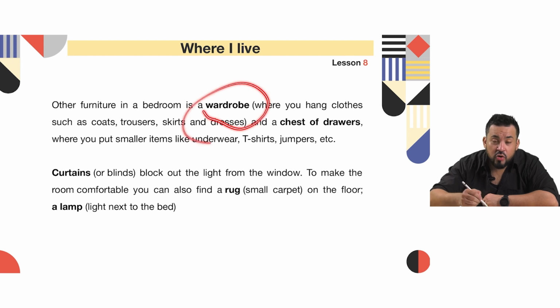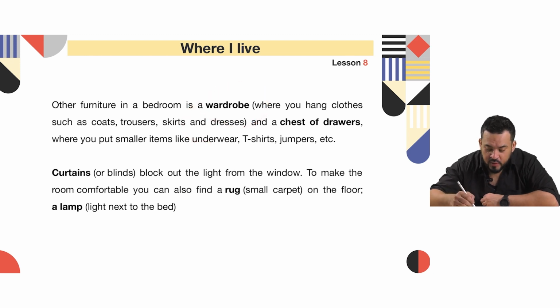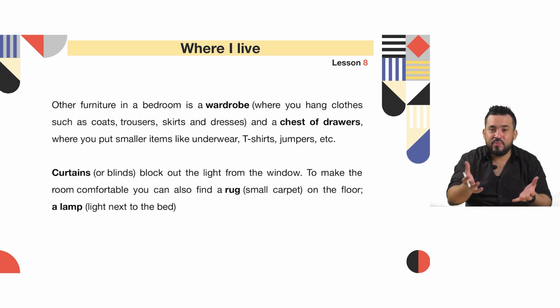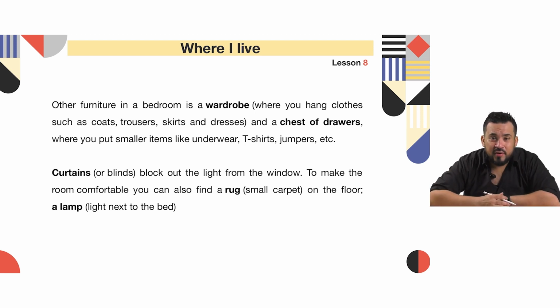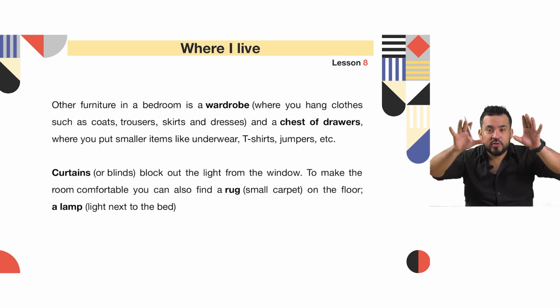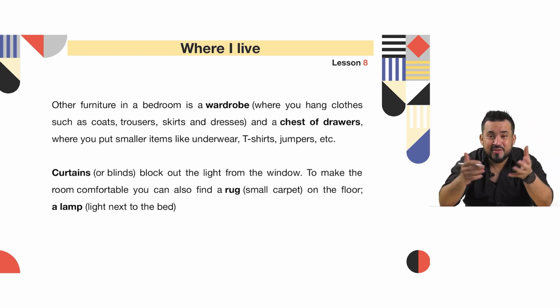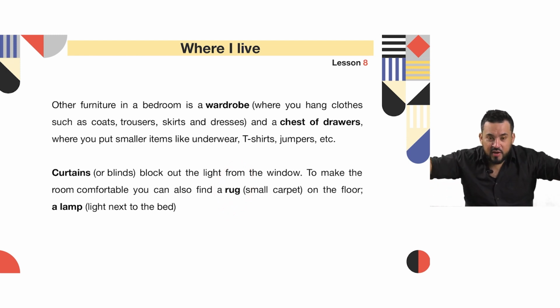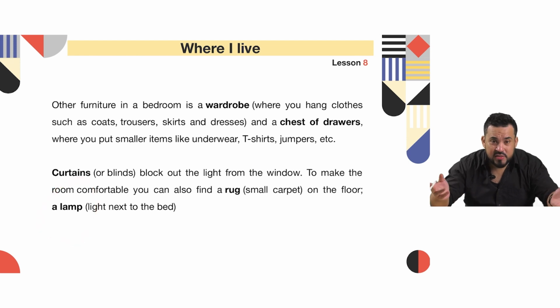All right, what is a wardrobe? That is where you store your clothes or hang them. Chest of drawers, this is like a cabinet with a lot of drawers. That's where you keep your underwear, your socks, and other items, knickknacks. Curtains. Curtains are to cover the windows. Some people use curtains for privacy. Some people want to be protected from the sun. A rug is a small carpet that you put on the floor. A lamp is a light next to the bed.